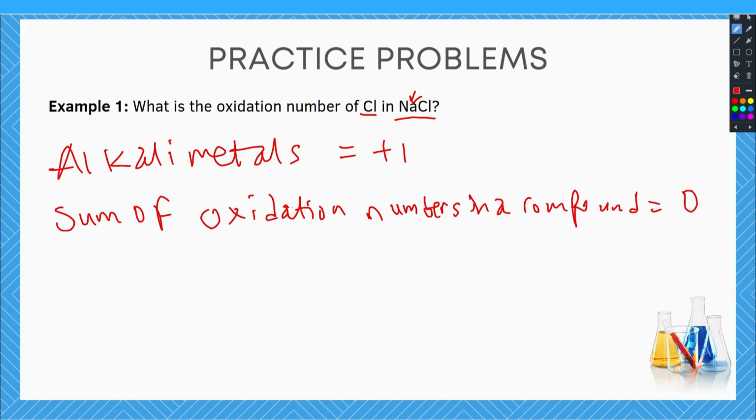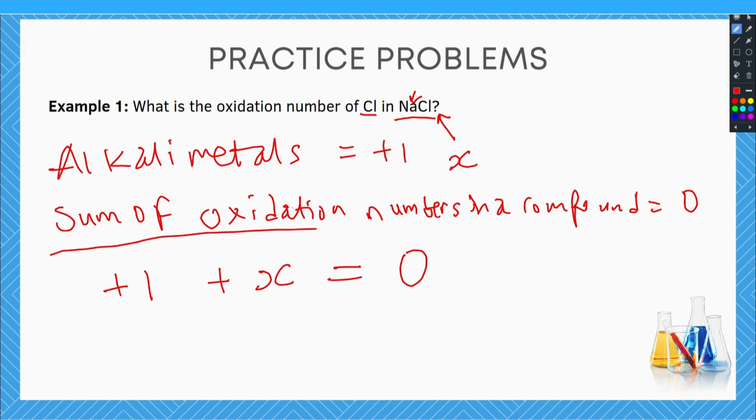So in this case now, we have the oxidation number for sodium, which is plus 1, and then plus chlorine. Now, since we don't know what the oxidation number is, let's just name it X. So plus 1 plus X gives us 0, since the sum of oxidation numbers in a compound is equal to 0. So now we want to find X.